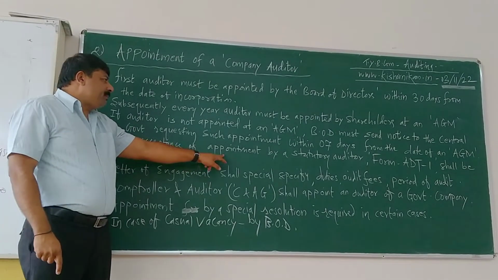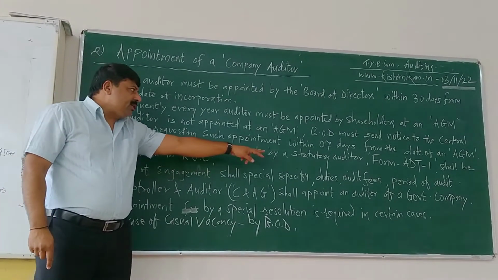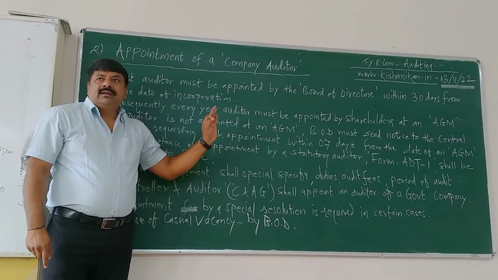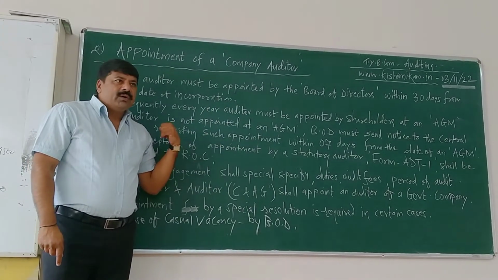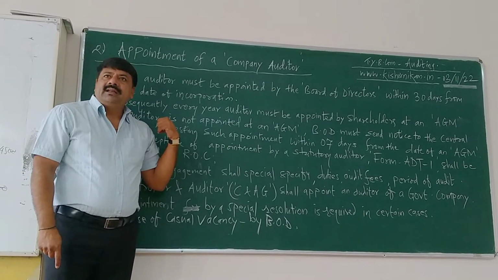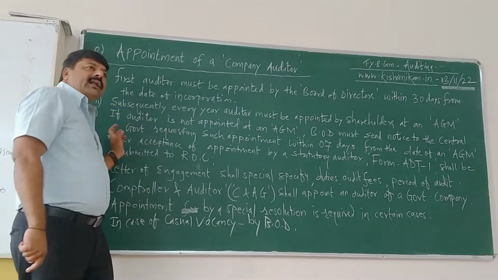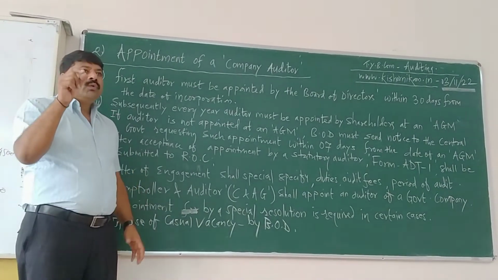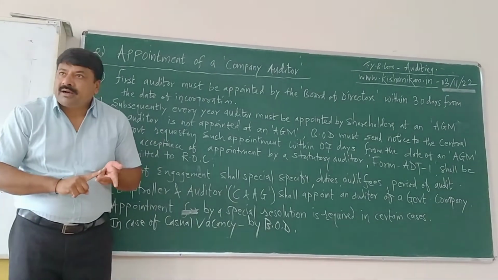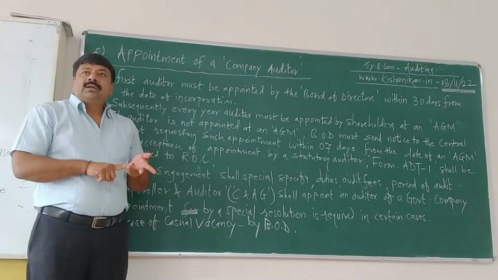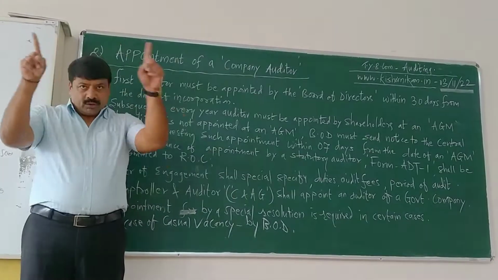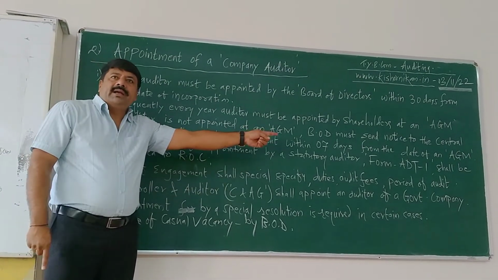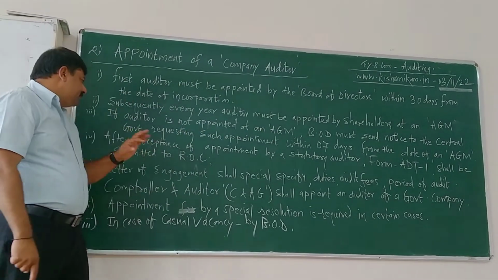After acceptance of appointment by a statutory auditor, form number ADT1 shall be signed by the auditor, the board of directors, and the managing director, and it shall be forwarded to the registrar of companies. So that the registrar comes to know who the auditor is, what his membership number is, and what his details are. The registrar is the authority with whom the whole information is stored. So form number ADT1 shall be submitted.